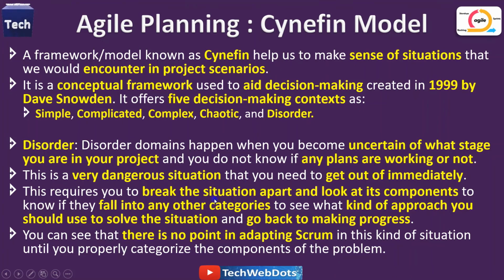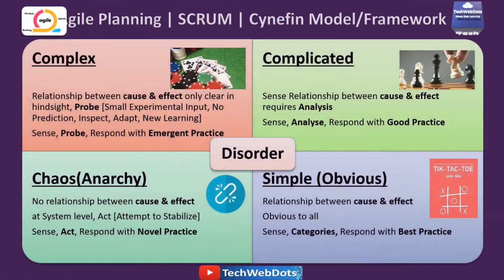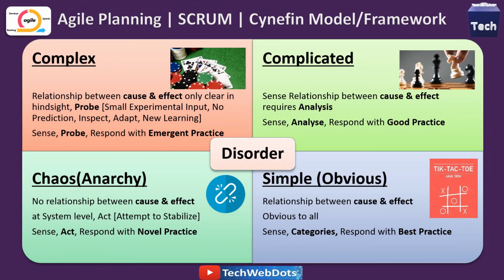This requires you to break the situation apart and look at its components to know if they fall into any other categories, to see what kind of approach you should use to solve the situation and go back to making processes. You can see that there is no point in adapting Scrum in this kind of situation until you categorize the components of the problem. I hope it is very clear now. You understand what this Cynefin model actually is and what its different contexts are, and we explained it in a better way.